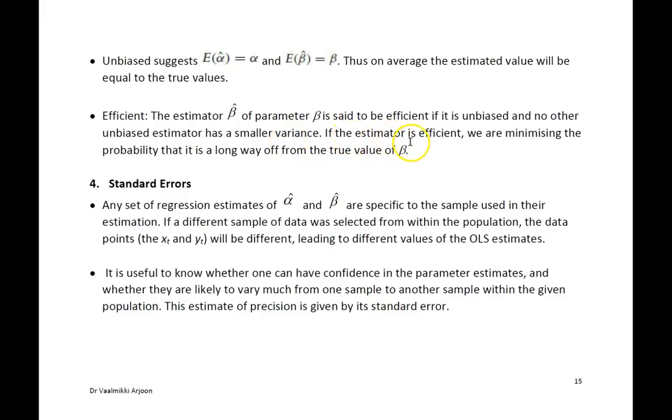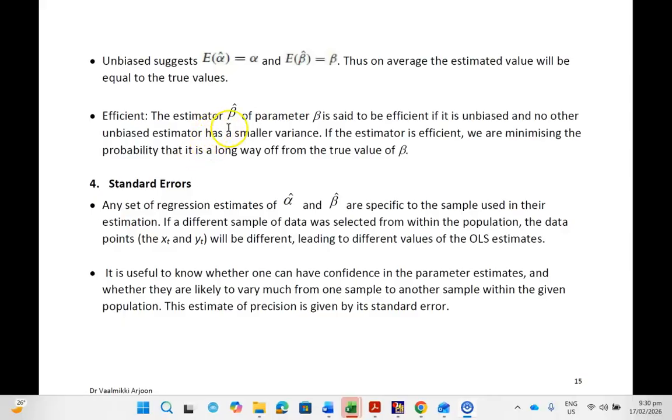If the estimator is efficient, then we are minimizing the probability that it is a long way off from the true value of beta, meaning that the variation or the variance between beta hat and beta is very, very minimal compared to any other unbiased estimator. It has the smallest variation between beta hat and beta. Because remember, beta hat is not the actual value of beta. You are estimating beta using beta hat. So that's why you call beta hat the estimator. But you want the variation between beta hat and beta to be as small as possible.